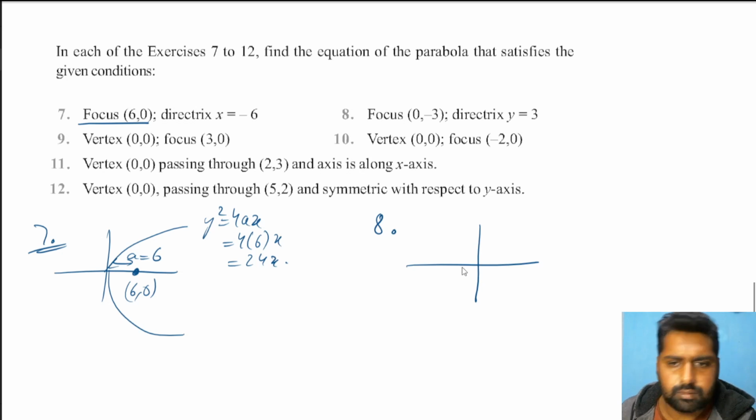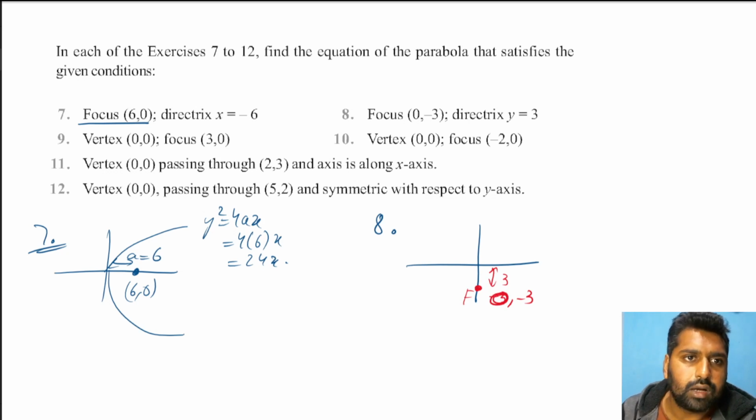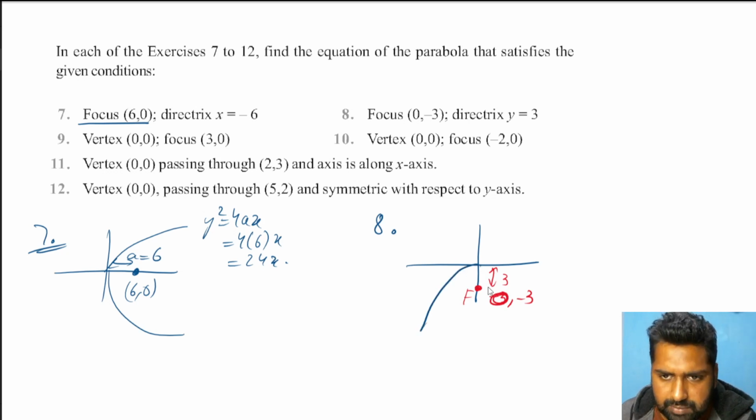Now (0, -3) will be here at a distance of 3. It is minus 3, sorry, (0, -3). So this distance is 3. If this is the focus and it is inside the parabola, how will you draw the shape? You'll have to draw the shape like this. Something like that.